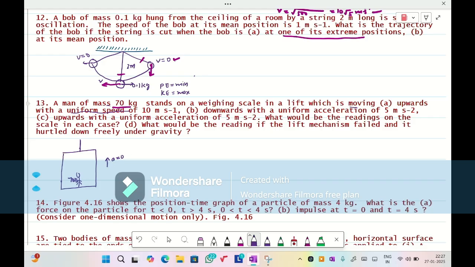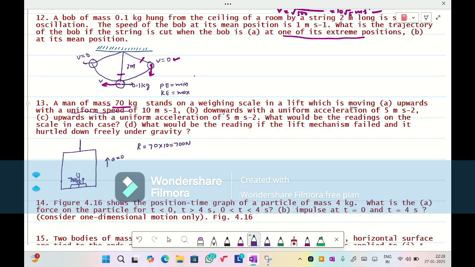Now he is asking about the weighing scale on which he is standing. The reading of the scale is equal to his weight only, right? That equals 70 kg, 70 into 10, equal to 700 newtons. So this is his weight.